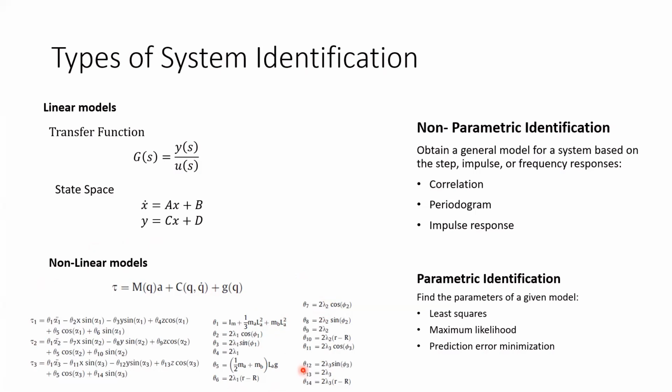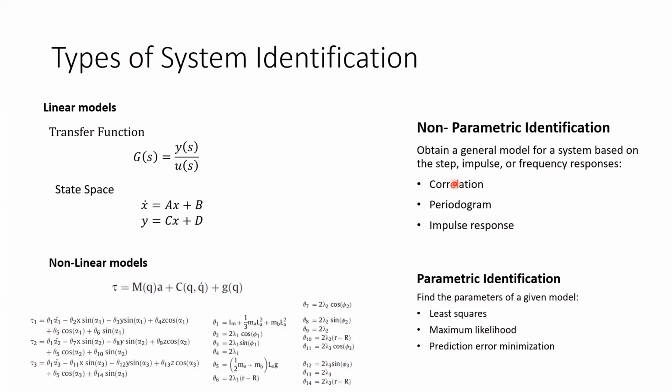So these kinds of models, of course, are more complicated. We are not focused on these nonlinear models for this ME142 course. We are going to be here with transfer functions and probably state space. Based on these linear models and state space representations, we can talk about non-parametric and parametric identification. The non-parametric identification means that we can obtain a general model for the system. It means a transfer function or a state space based on either step, impulse, or frequency responses.